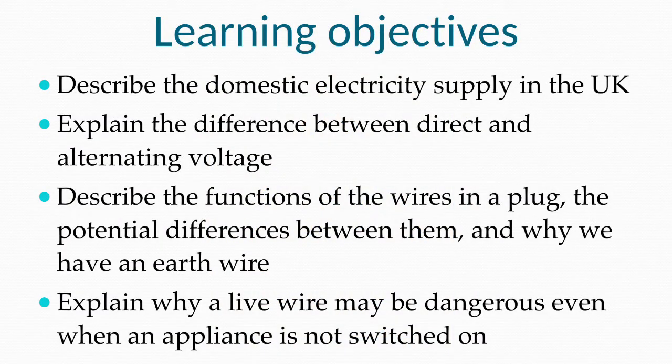Our learning objectives are to describe the domestic electricity supply in the UK, that is what we have coming out of the plugs, explain the difference between direct and alternating current, which is quite important when we're talking about transformers, describe the function of the wires in a plug, the potential difference between them, and why we have an earth wire, and finally explain why live wires can be dangerous even when the appliance is not turned on.